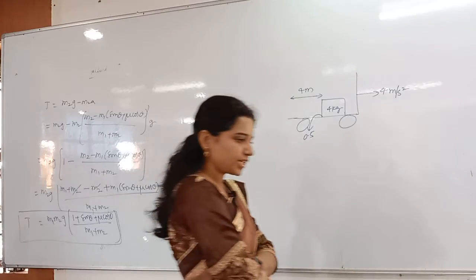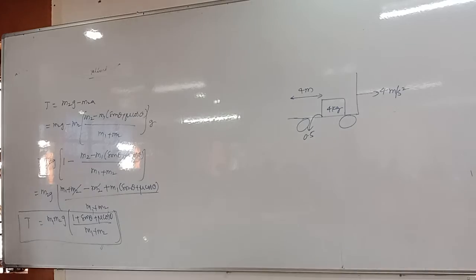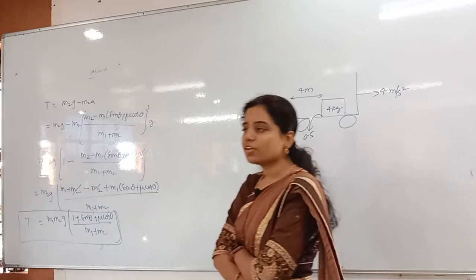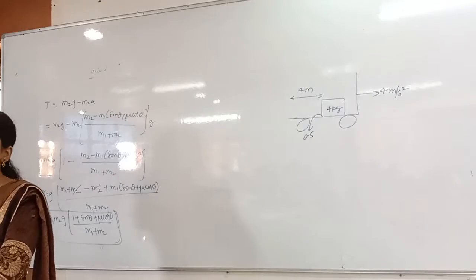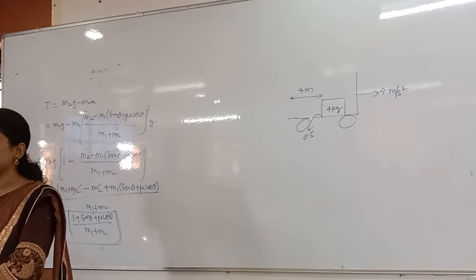You are forgetting the procedure again. What you have to do first? Limiting friction you find out. It will fall or it will not fall? First of all tell me. It will not fall. First of all check the limiting friction. What is the limiting friction value? 20 newtons, right? Limiting friction is 20 newtons.